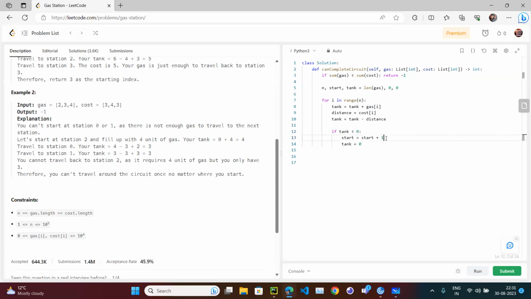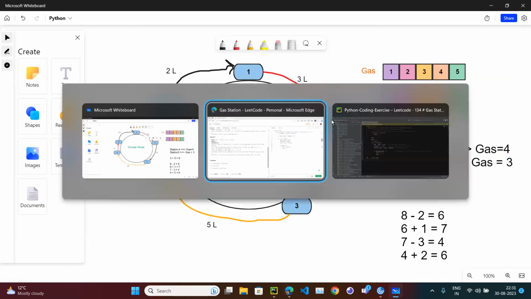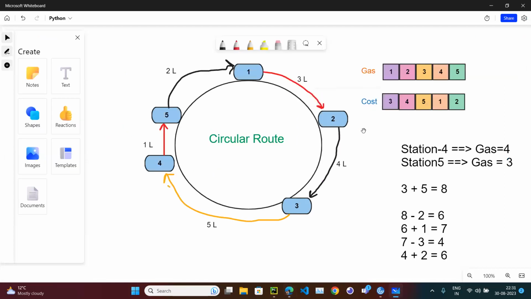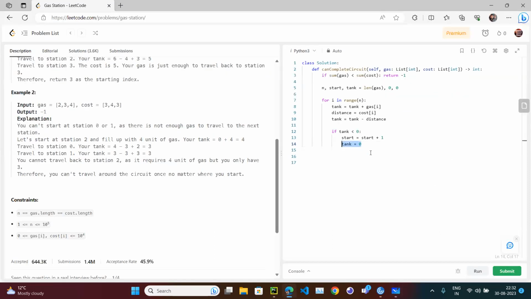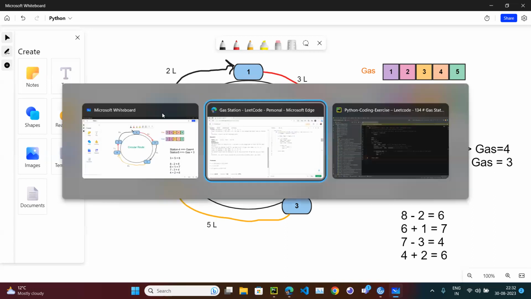So starting point could be the next. It doesn't mean the next is the starting point, it could be the next. So if we move on, I need to make the tank equal to zero again, because if I am starting from two, I will reset my tank, because now I will put my initial car here. So tank is equal to zero. After that I am going to return the start point, because if 2 is not the starting point, then it will check for 3. If 3 is not the starting point, it will check for 4. If 4 is not, it will check for 5.